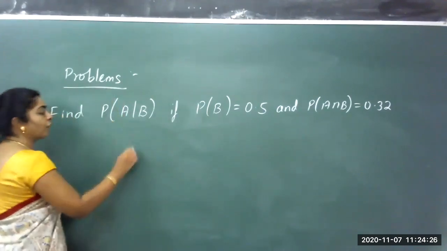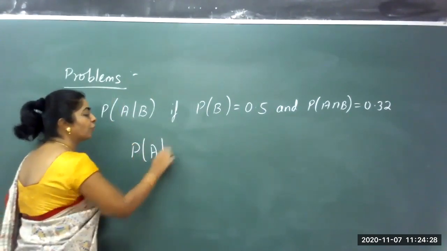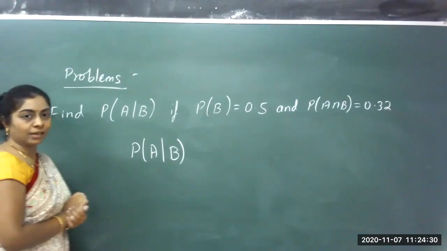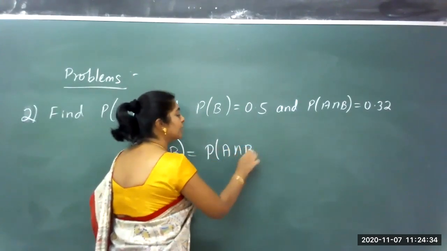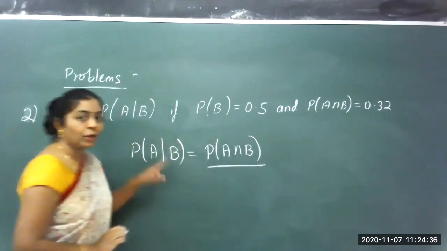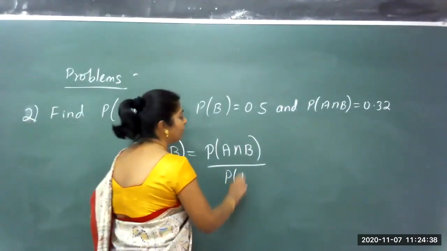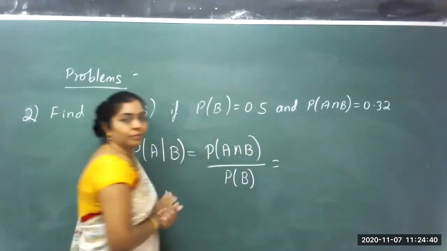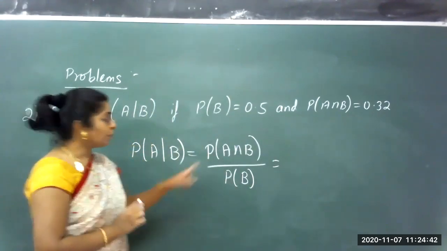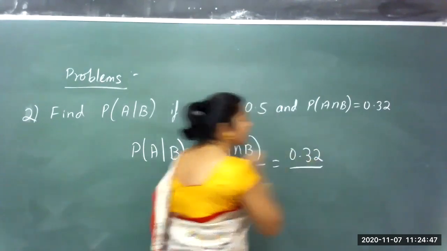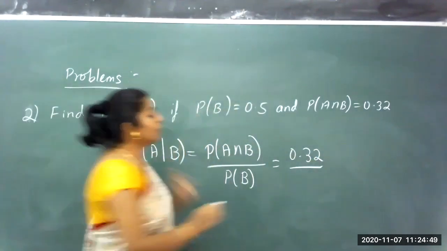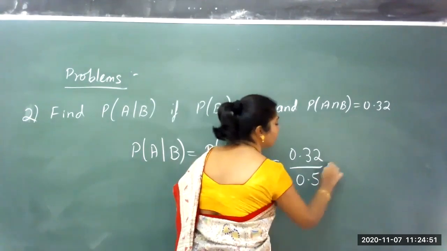Let us see how to find this conditional probability of event A when B has occurred. The formula is probability of A intersection B divided by the probability of which event has occurred? Substitute the values. Probability of A intersection B is 0.32 divided by probability of B, which is 0.5.